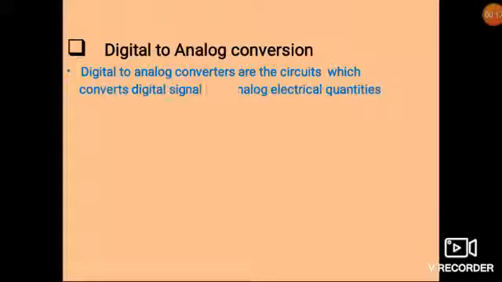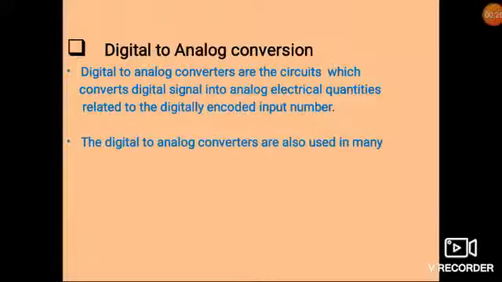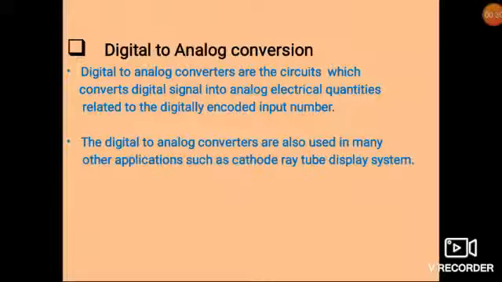Today I am going to explain the working of the R-2R ladder type in digital to analog conversion. Digital to analog converters are circuits which convert a digital signal into analog electrical quantities related to the digital encoded input number. Digital to analog converters are also used in many other applications such as cathode ray tube display systems.